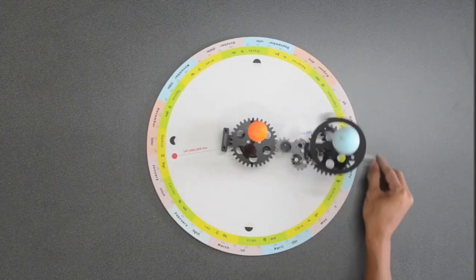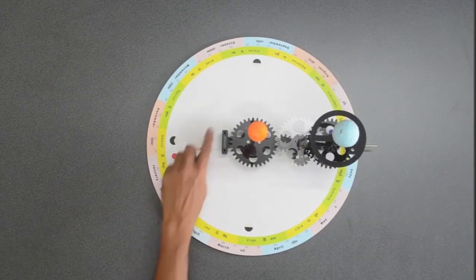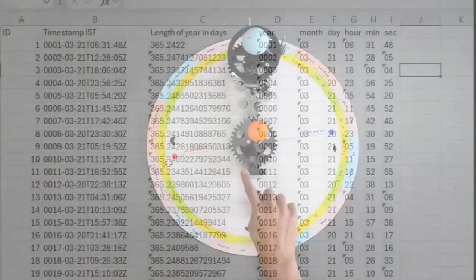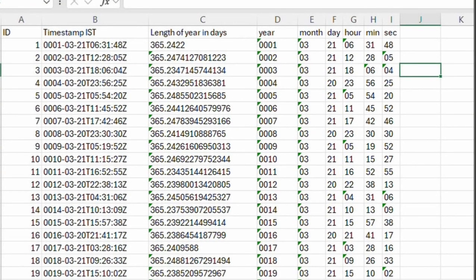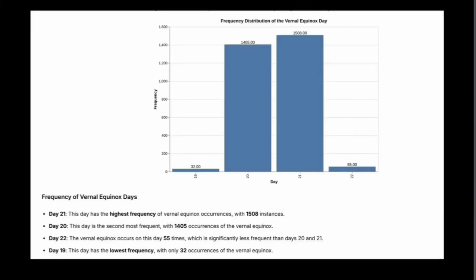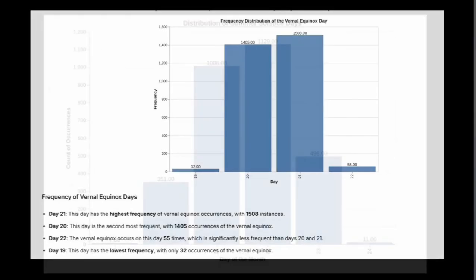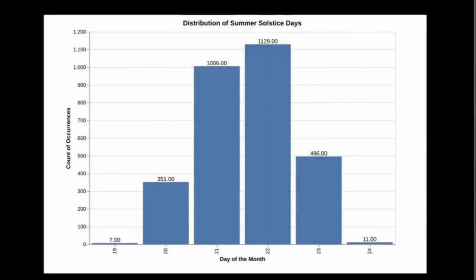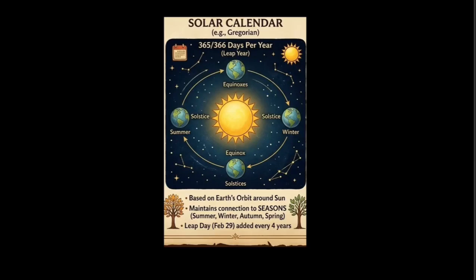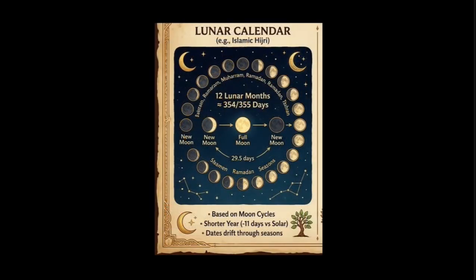Due to this minor adjustment, 4 key events, two solstices and two equinoxes, shift a bit. Let us look at data over a span of 3000 years. Vernal equinox mostly happens on 21st March, while in some years it occurred on 20th of March. Summer solstice took place around 21st or 22nd of June, while winter solstice occurred on 21st or 22nd of December. Now that we have seen the solar calendar, we will look at the lunar calendar.